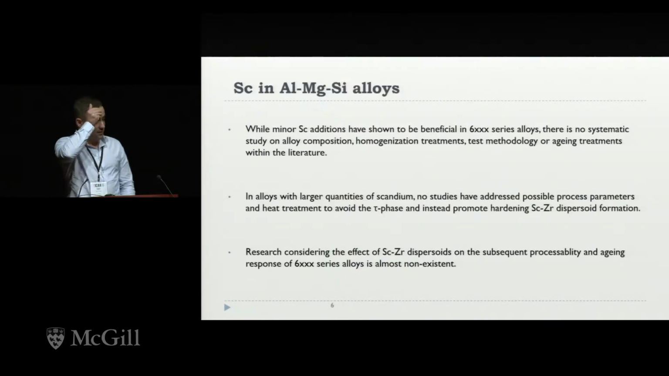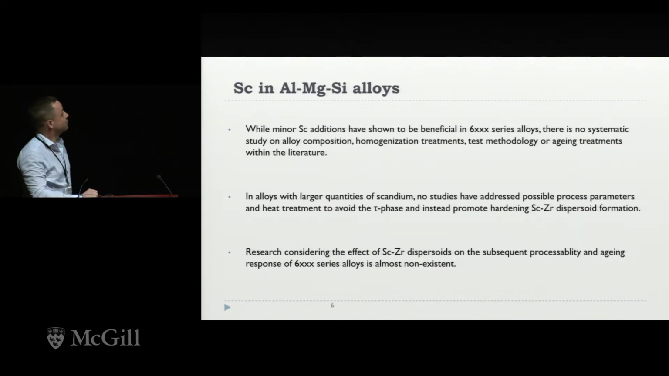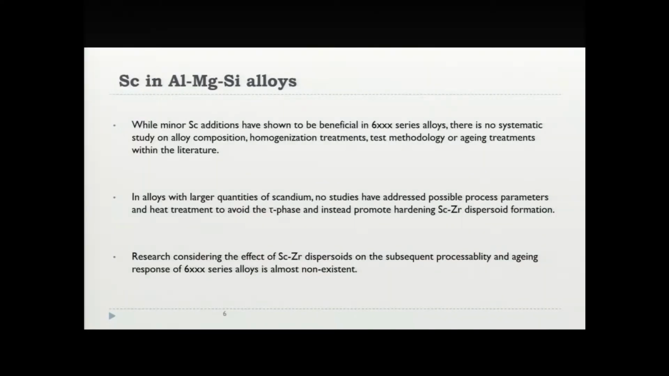So I guess just a few sentences to summarize the literature. There are not many studies, not really any systematic studies trying to understand scandium in 6000 series, and that's what we're trying to do in this project. Also, not much has been done to try to avoid the formation of this aluminum-silicon-scandium phase in higher scandium containing alloys. And finally, on the effect on processability and aging response, really not much has been done.